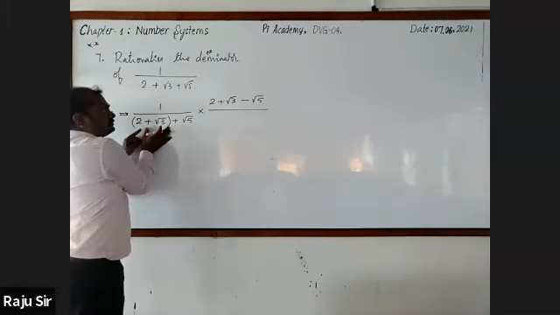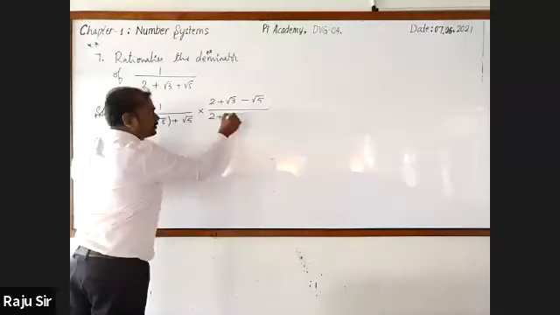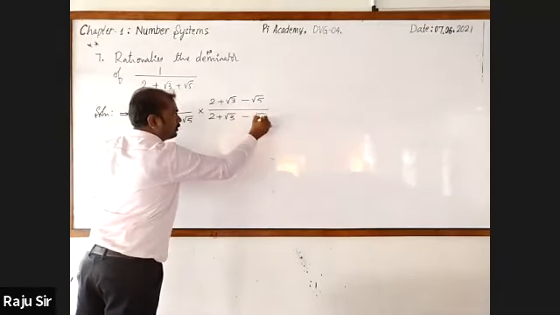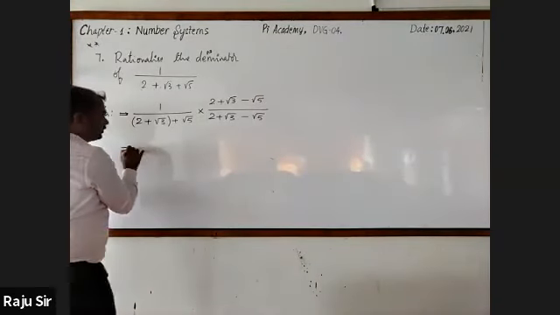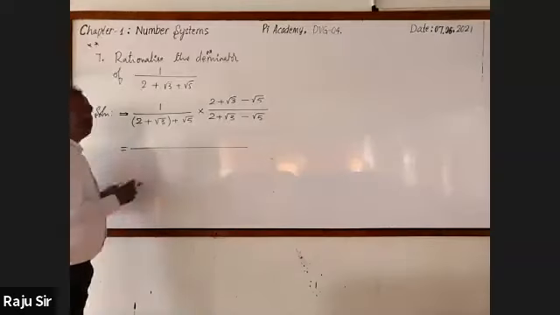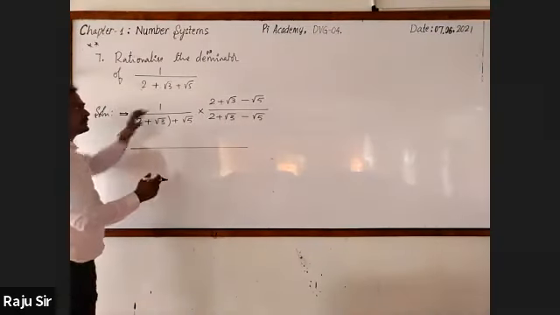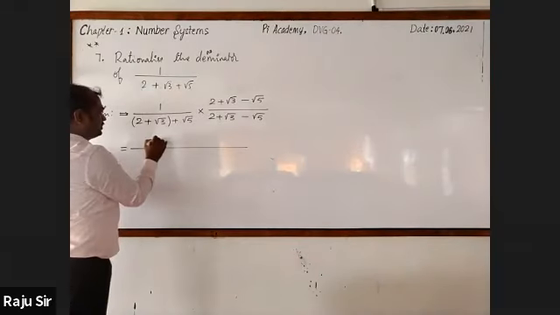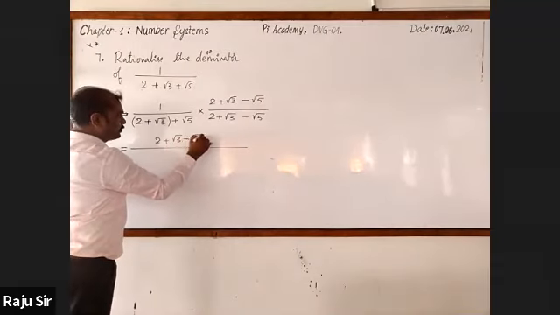It is 2 plus root 3 minus root 5. Here also 2 plus root 3 minus root 5. This is equal to. In the numerator, we have 1 and this number. 1 into any number is the number itself. Write it as it is. 2 plus root 3 minus root 5.